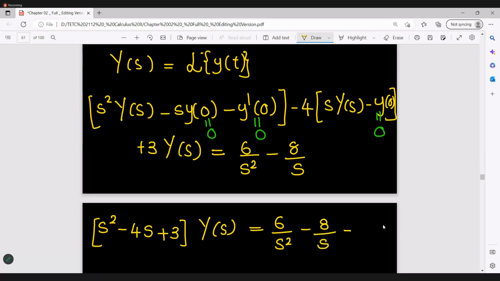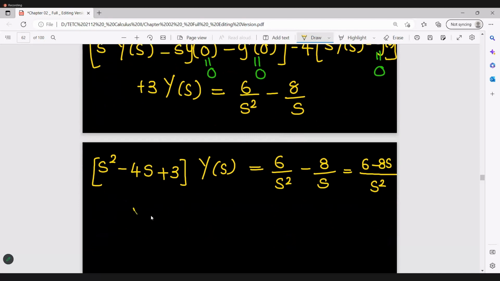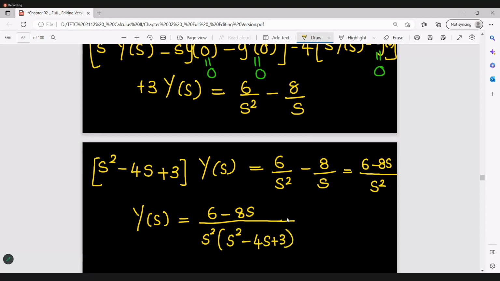So we can write this by taking a common denominator: s squared is equal to 6 minus 8s. Then we can write capital Y of s is equal to 6 minus 8s over s squared times s squared minus 4s plus 3. So you need to find the partial fractions.